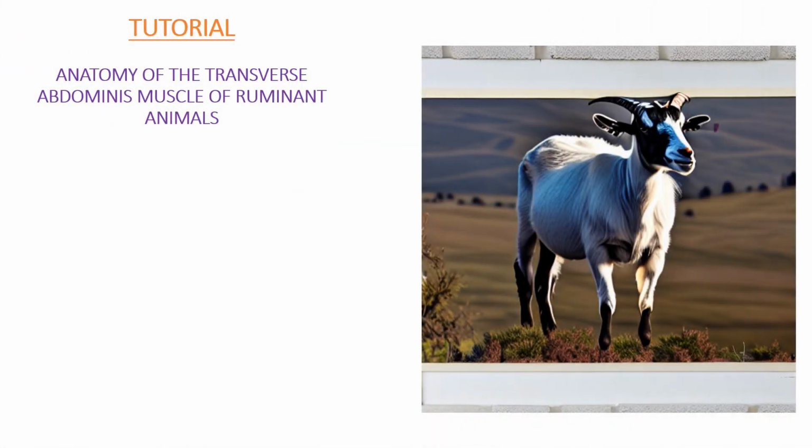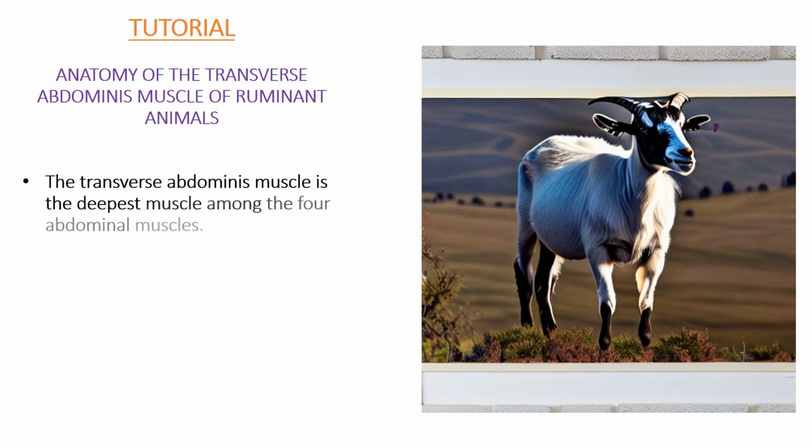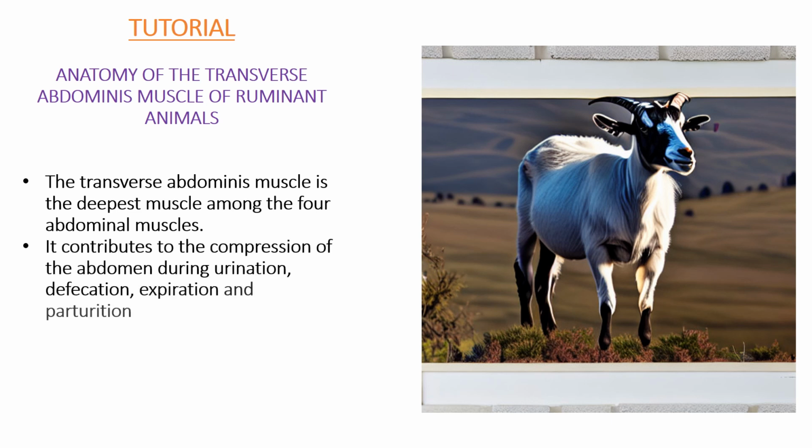Video is about the anatomy of the transverse abdominis muscle of ruminant animals. The transverse abdominis muscle is the deepest muscle among the four abdominal muscles, which include the external abdominal oblique muscle and also the internal abdominal oblique muscle, as well as the rectus abdominis muscle. This muscle contributes to the compression of the abdomen during urination, defecation, expiration, and parturition.